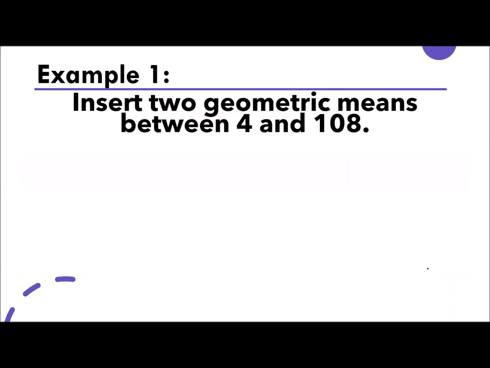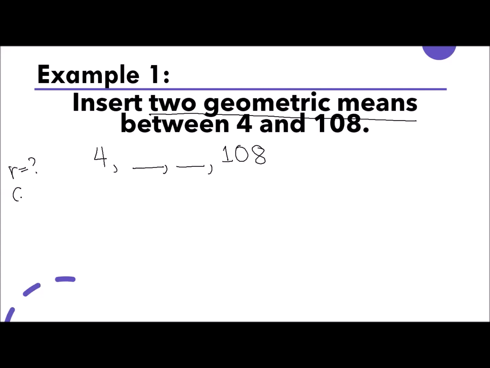Okay? So, let's start solving. Insert two geometric means between 4 and 108. So, let us illustrate it first. So, it started with 4 at mag-i-insert daw tayo ng two geometric means. So, 1, 2, and then 108. Okay, yan lang. Wala tayong common ratio. Mahirap kasi magkalayo. Okay? So, magsasolve tayo. So, if that's the case, nawawala po si common ratio.